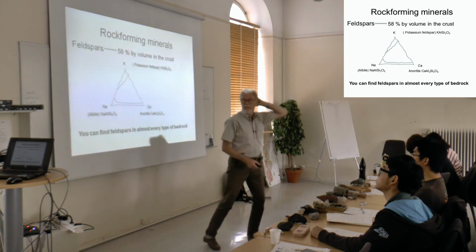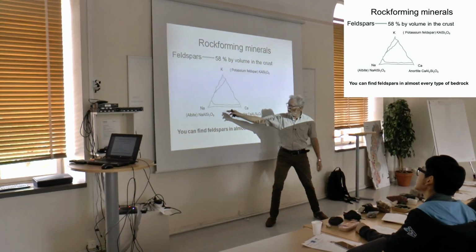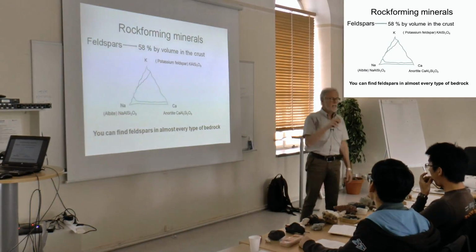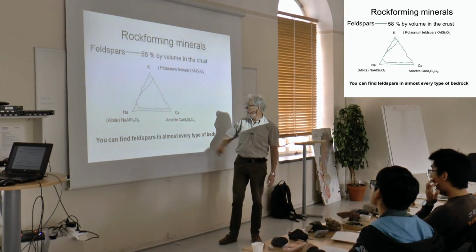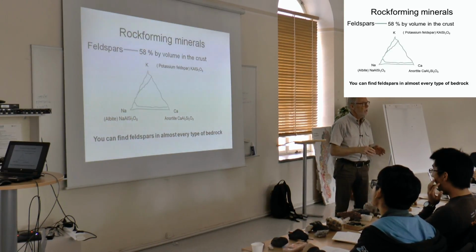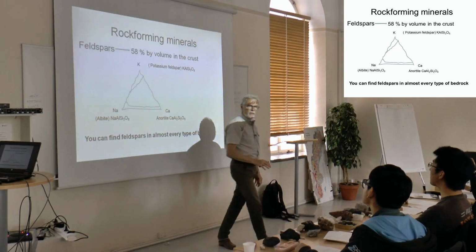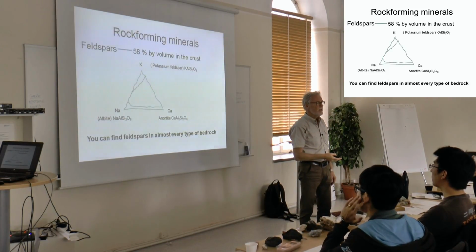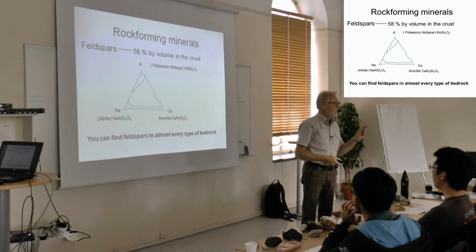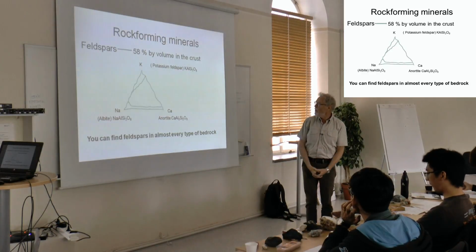So feldspars, as you can see, include potassium feldspar. They have potassium, alumina, silica, and oxygen. And also sodium, alumina, silica, and oxygen, and calcium, alumina, silica, and oxygen. So these metals, potassium, sodium, and calcium, will turn up in different types of feldspars. But we call them the family of feldspars, and 58% by volume of the Earth's crust is feldspars. So you have more than 50% chance, if you pick up a stone, to find feldspars in it. Anywhere you go on the whole Earth's crust.